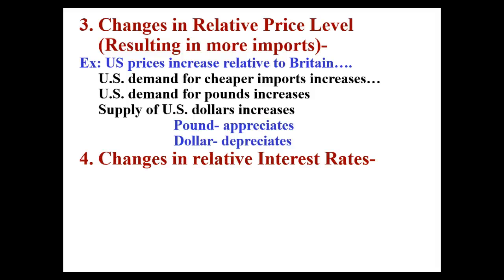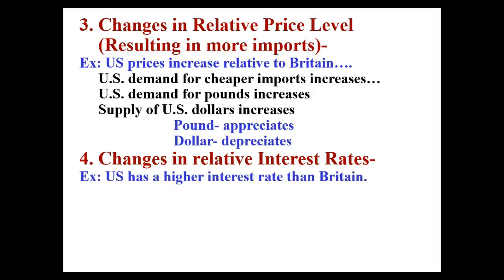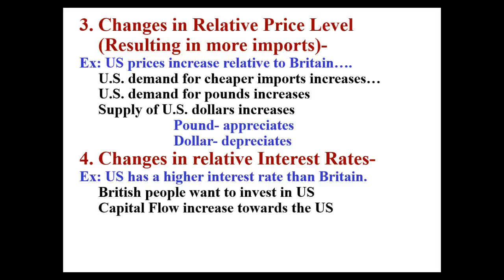Changes in relative interest rates. And for this one, we're talking just about financial capital. We're just talking about people trying to invest their money and make money on that investment. The US has a higher interest rate than Britain. British people want to invest in the United States, so they make more money on their money with a higher interest rate. That means that capital flow increases towards the United States to put money in our banks and make more money with higher interest rates.